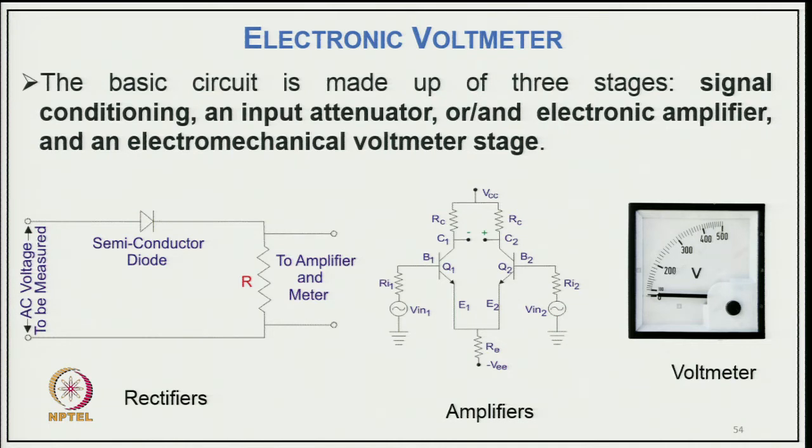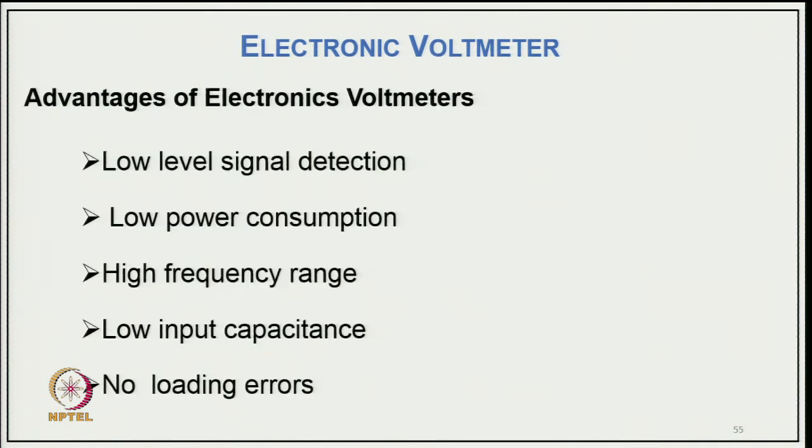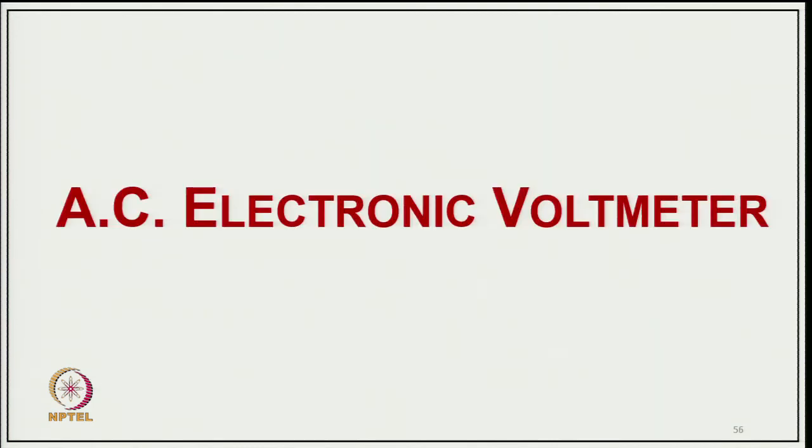So, you can see here we have a rectifier which converts AC into DC, then it goes to an amplifier, and we have a transistor amplifier here, finally it goes to the voltmeter, a moving coil voltmeter. The advantages of an electronic meter are low level signal detection, low power consumption, high frequency range, low input capacitance, and no loading errors.